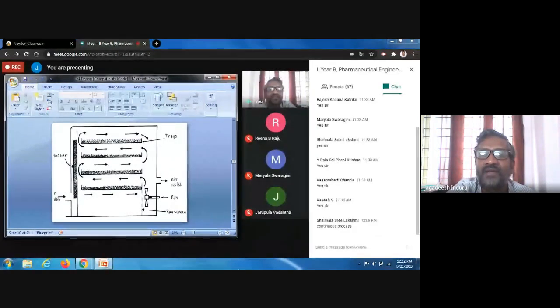If you answer continuous process for this in the GPAT, you are going to lose marks because of negative marking. But if GPAT asks whether the air supply in the tray dryer is continuous or batch, it is a continuous process. So Sri Lakshmi mentioning it is a continuous process is correct. Why is it correct? Air is continuously going in and continuously coming out.